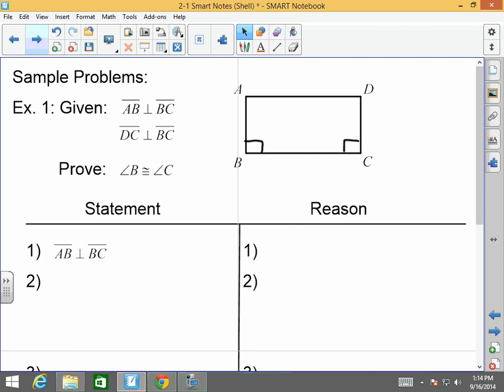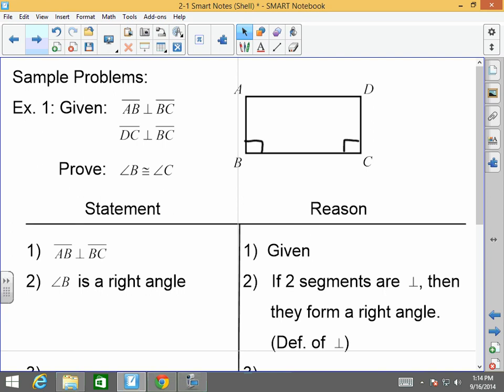Segment AB is perpendicular to BC, and that is, of course, given. Now, let's not go to the next given yet. From this given, what can I prove? What did I mark already? Thank you so much, and you hit the nail right on the head. Angle B is a right angle. Why? Definition of perpendicularity, which states, if two lines are perpendicular, then they form a right angle. We can use definition of perpendicularity. Yes, sir.